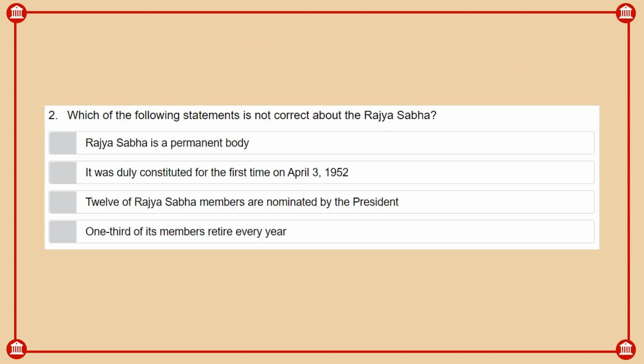Now let's look at an MCQ on the topic. This might crop up in the prelims examination for UPSC. The question is: which of the following statements is not correct about the Rajya Sabha? A. Rajya Sabha is a permanent body. B. It was duly constituted for the first time on April 3rd, 1952. C. 12 of the Rajya Sabha members are nominated by the president. Or D. 1/3 of its members retire every year.